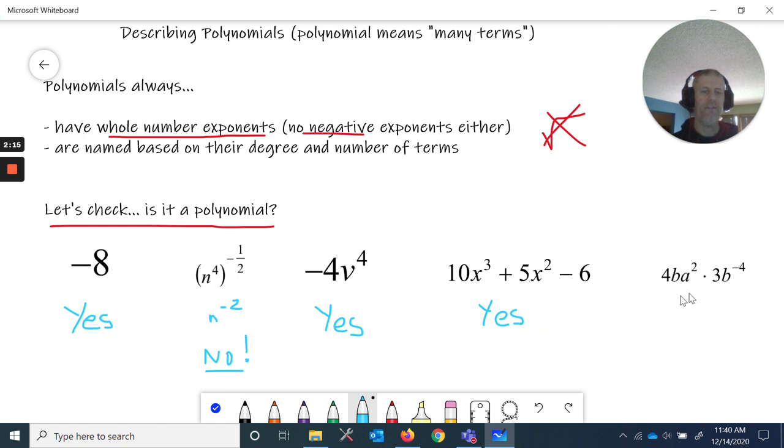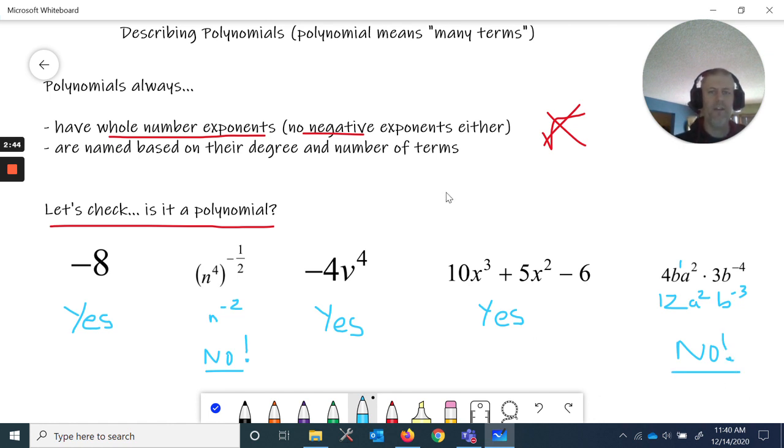And then lastly, let's look at this thing. So I'm going to simplify. I see a negative exponent here. There's a possibility it could go away. It might not. So 4 times 3 is 12. Let's do my a's. A squared. Remember, this is b to the first power. So 1 minus 4 is -3. So when I simplify this thing down, I get 12a squared b to the -3rd. I've got a negative on that one, so that means no. That is not a polynomial.